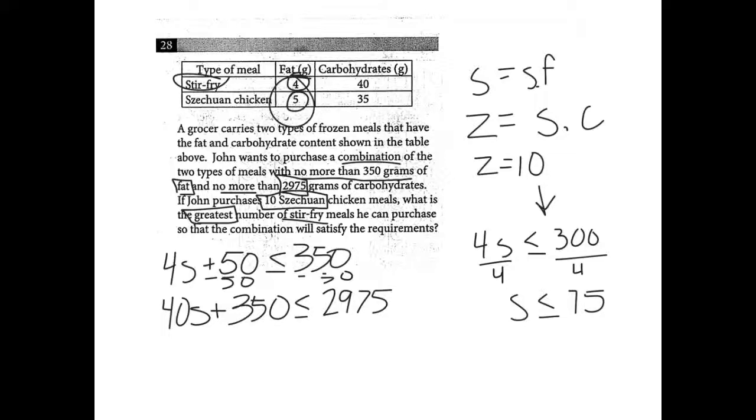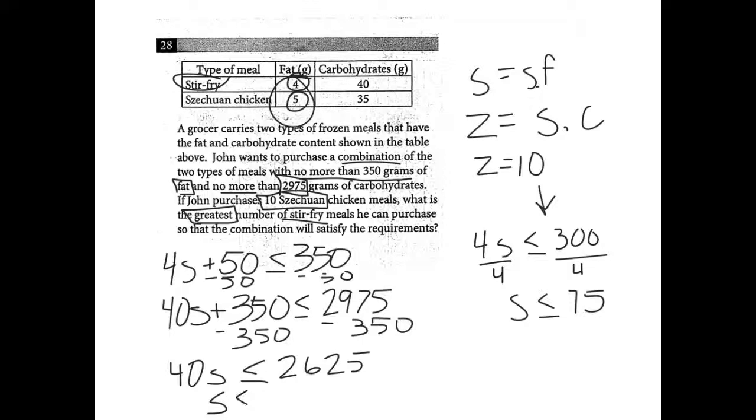So now we can look at our second equation, and we subtract 350 from both sides: 2,975 minus 350. 40S is less than or equal to 2,625, and then we get S is less than or equal to 65.625.